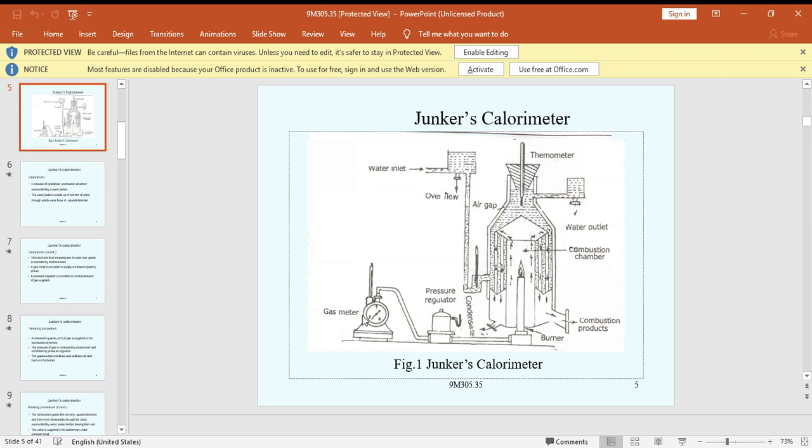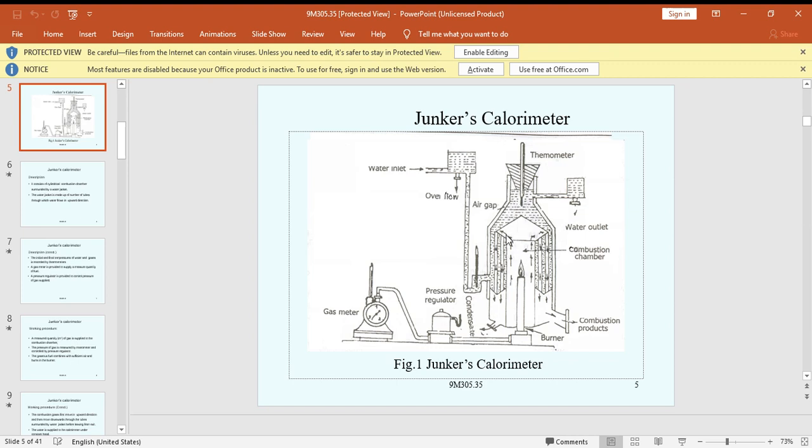You find out that a gas meter is there. The volume and mass of the gas are known, and a pressure regulator valve maintains the pressure constant. The burner then supplies the gas. Some amount of fuel and air is burning, and some air gap is maintained.